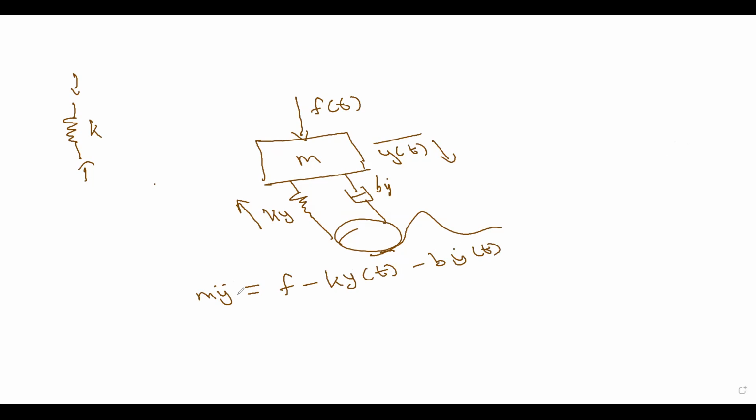So now we have to isolate our highest order term, y double dot. Sorry, we have to isolate the external force, right? So what we can do is isolate our f(t), which is this, that is equal to m.